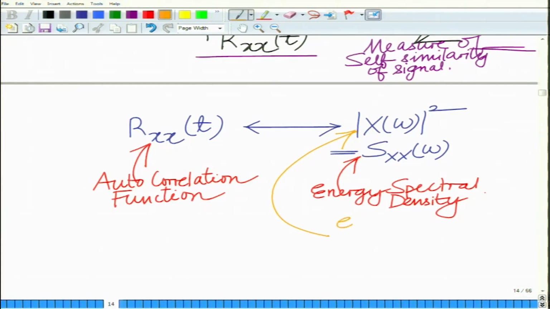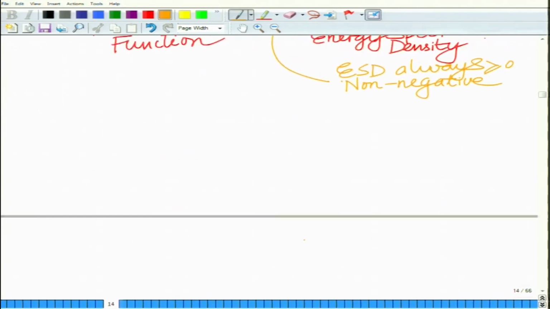So, therefore, the ESD is always greater than or equal to 0, which implies that this is a real quantity, and more importantly non-negative. The energy spectral density, as I have already said, gives us an idea of the distribution of the energy of the signal in the different frequency bands. So, if I want to find the energy of the signal in a particular frequency band, I have to integrate this energy spectral density over the band of interest.